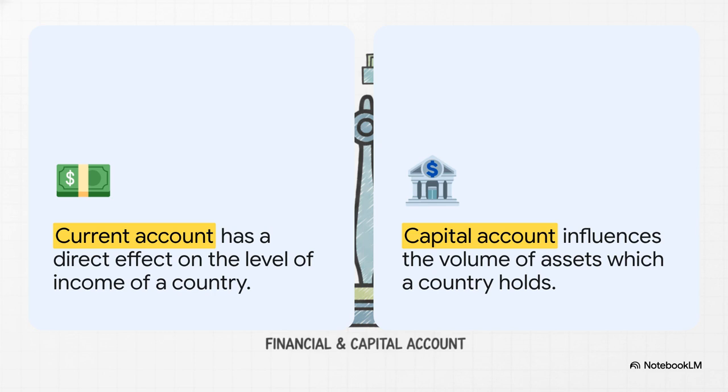Current account receipts, like a huge surge in exports, increase an exporter's income directly, right then and there. It impacts the national income immediately. The capital account, however, doesn't directly shift current income. It just changes the asset portfolio, the overall volume of what a nation holds or owes in the long run.